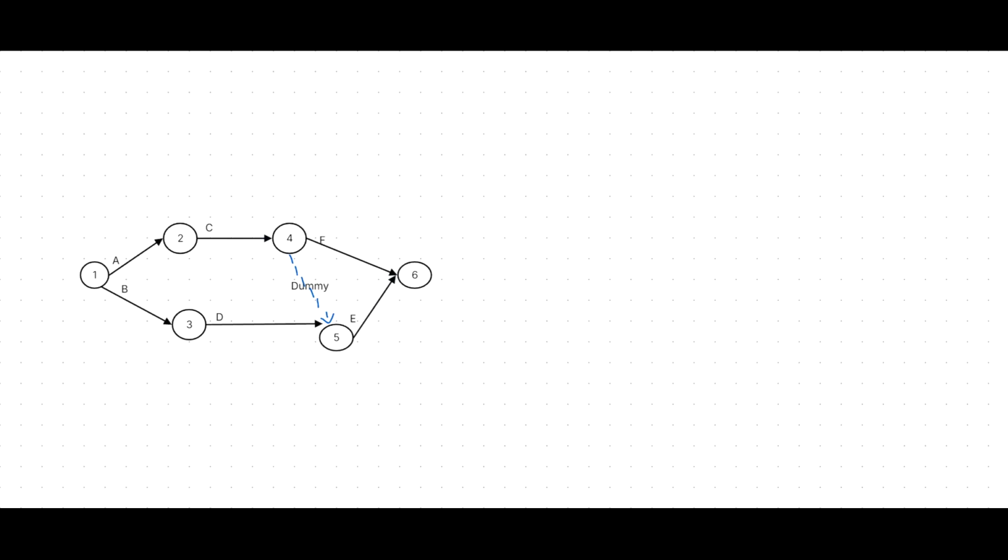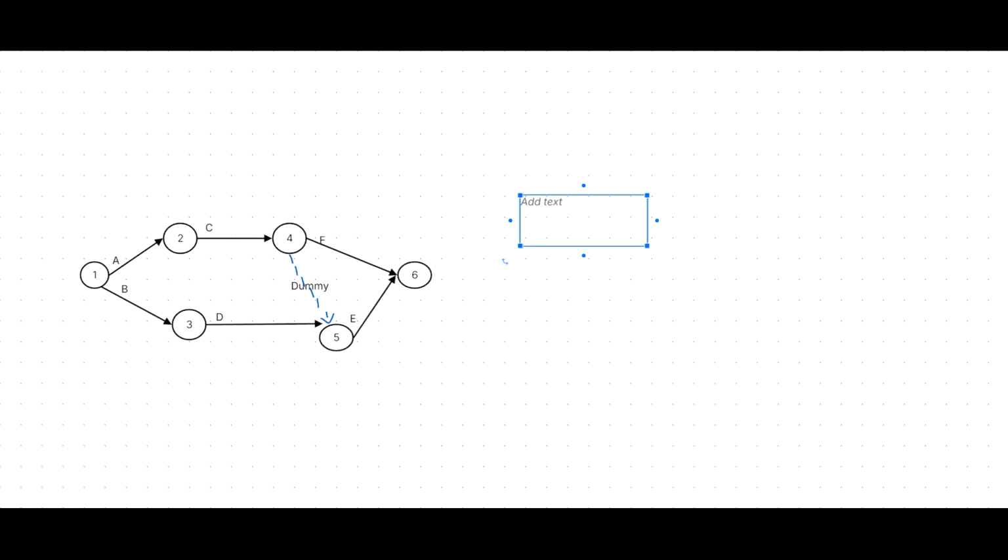I will do the reverse and I will again write the question. Activity and immediate predecessor. The activity A starts from the event number 1, means none. Activity B starts from the event number 1, means none. Without completing anything, we start both. Then C starts from the second event. What does it represent? We should complete A to start C.